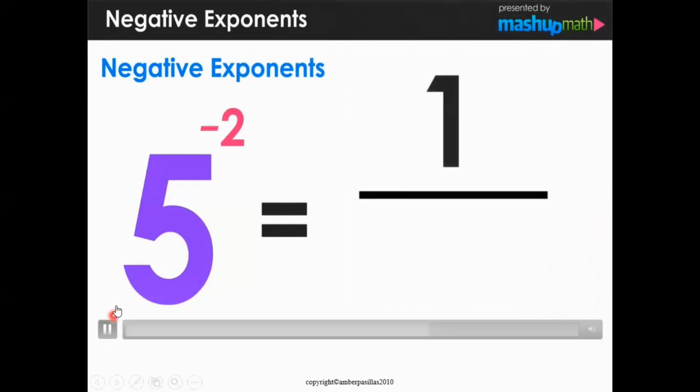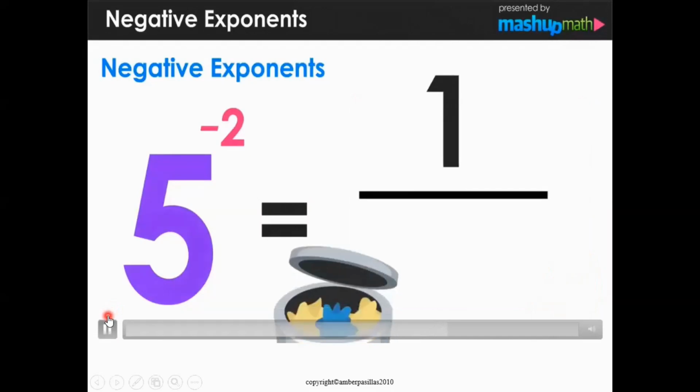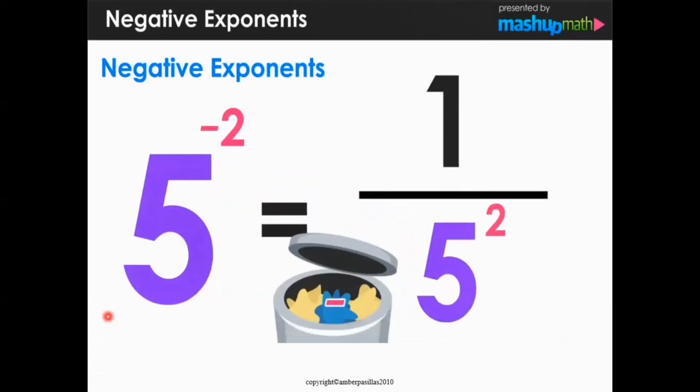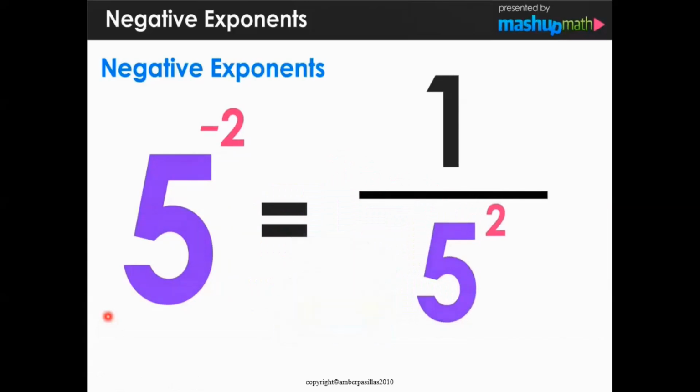So in this case, we are going to express as a fraction that 5 to the negative second power is equal to 1 over 5 to the second power. Notice how we threw away the negative sign in the exponent. Let's see that again one more time.